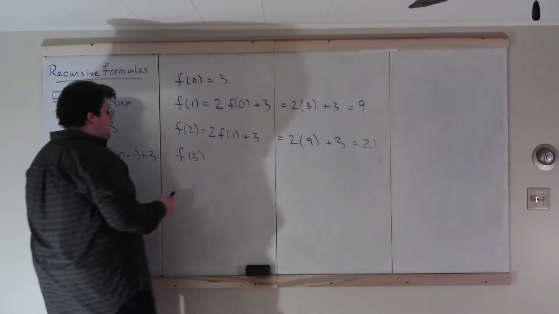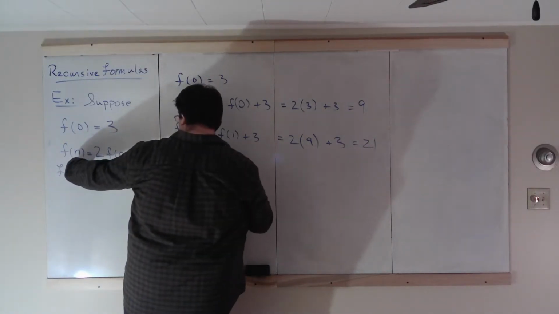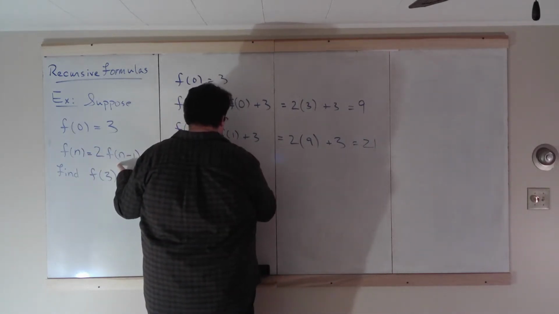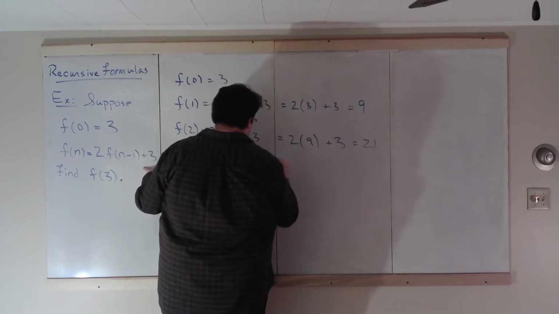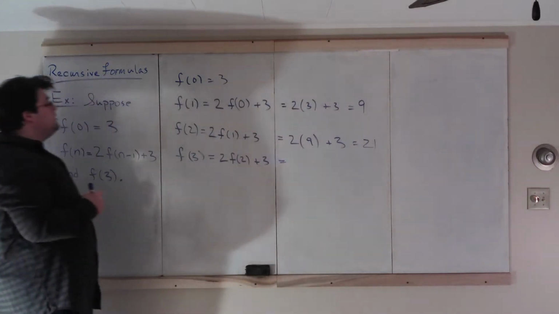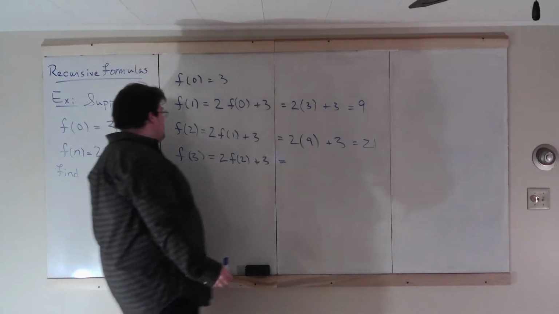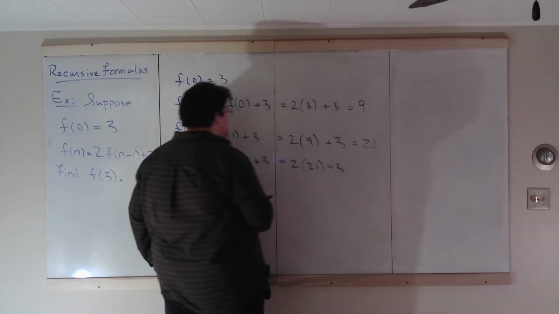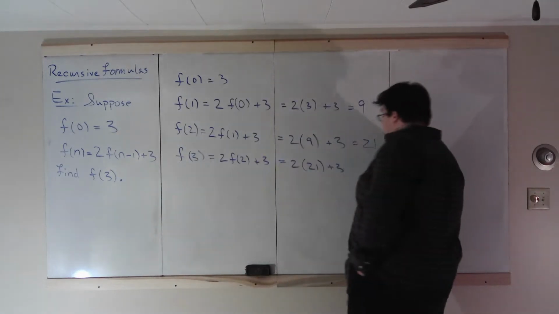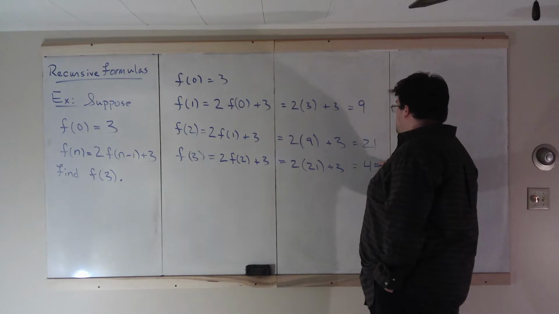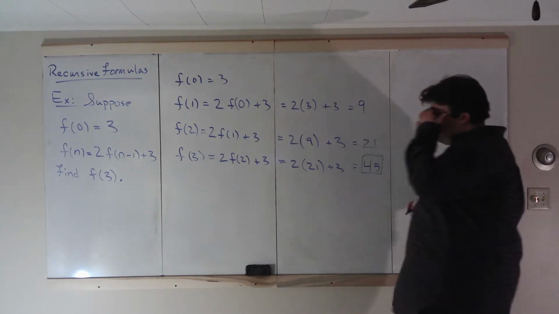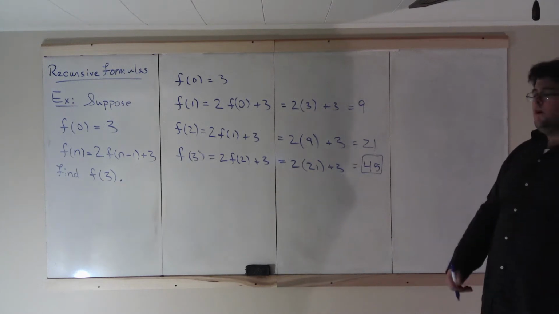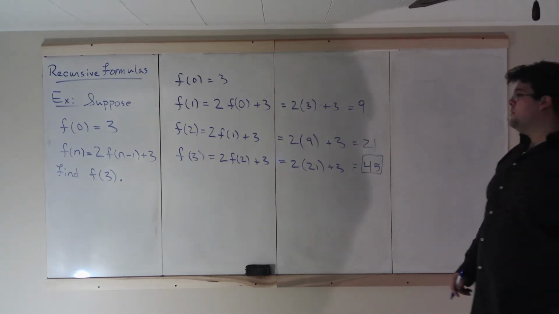So let's find f of 3. Let n equal 3 here. F of 3 is 2 times f of 3 minus 1, so 2 times f of 2. Still plus 3. That 3 doesn't change. What's f of 2? Well, in the previous line we found f of 2 is 21. So 2 times 21 plus 3, 2 times 21, 42, plus 3 is 45. So we can define functions using recursion.